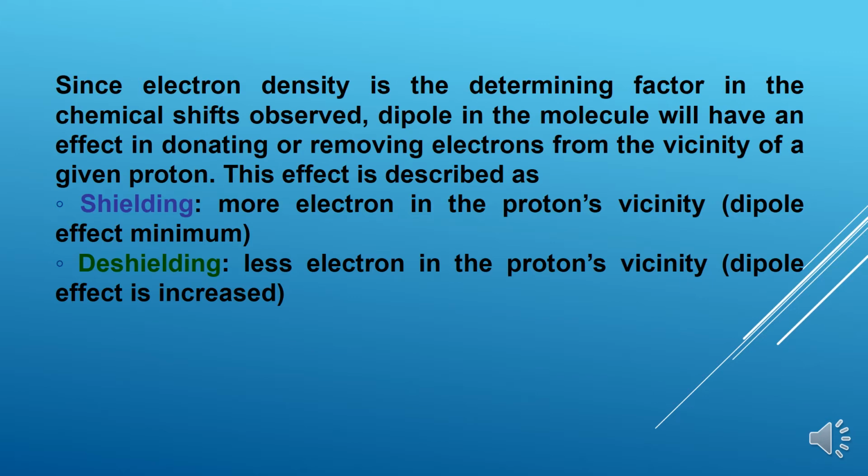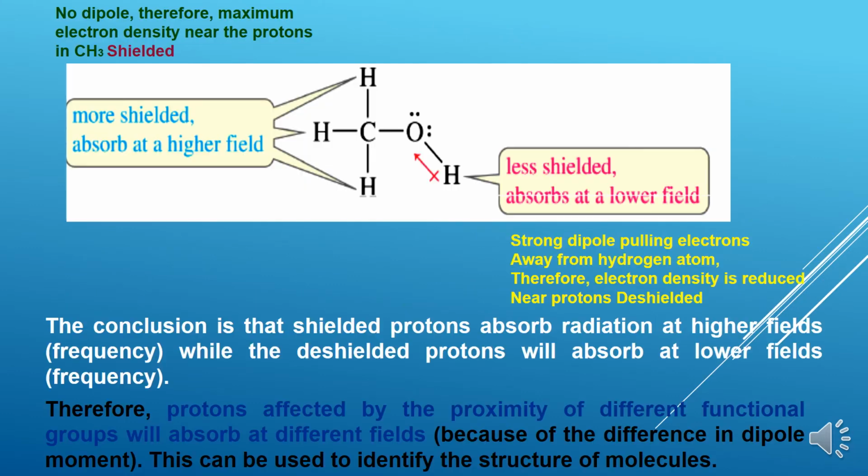Normally, if the dipole effect is more in certain circumstances, de-shielding takes place. If the dipole effect is minimum, shielding takes place. De-shielding is fewer electrons in the proton vicinity. Shielding is more electrons in the proton vicinity. So based on this information, one could distinguish shielded protons and de-shielded protons.